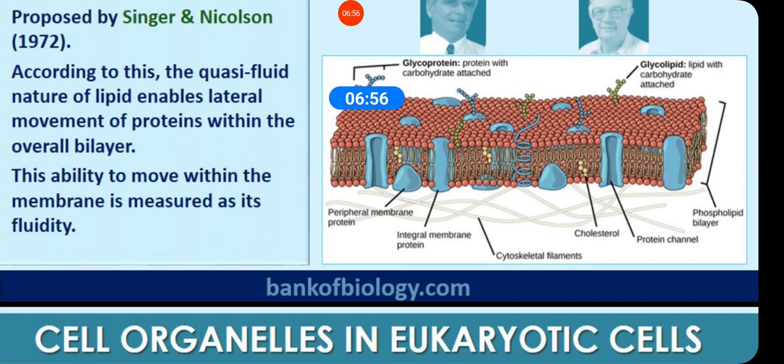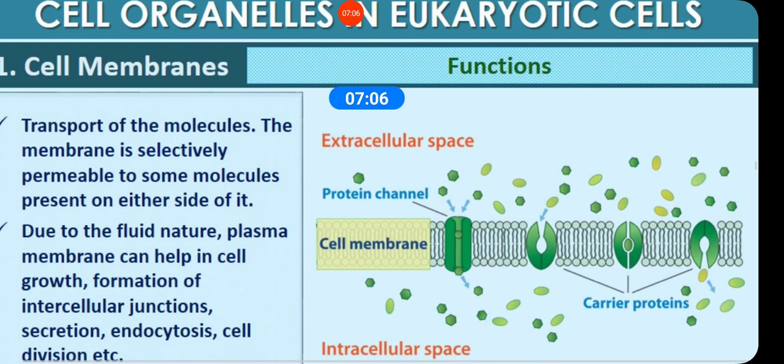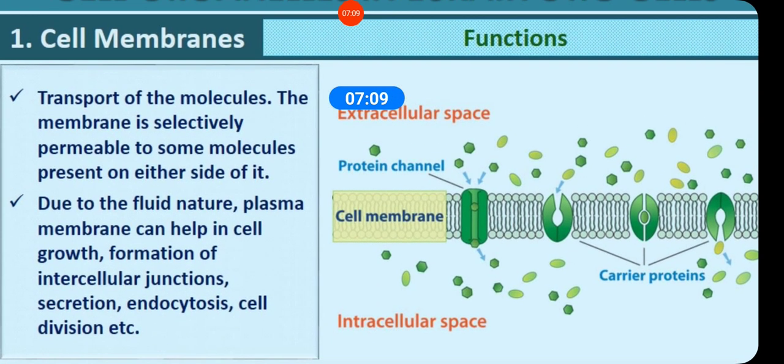So it has a glycolipid, glycoproteins, then peripheral proteins, an integral protein, and cholesterol. Now, as I have told you, you can see the proteins over here. These protein channels can move up and down, and because of that they show a quasi-fluid nature. Outside is the extracellular space and inside is the intracellular space.